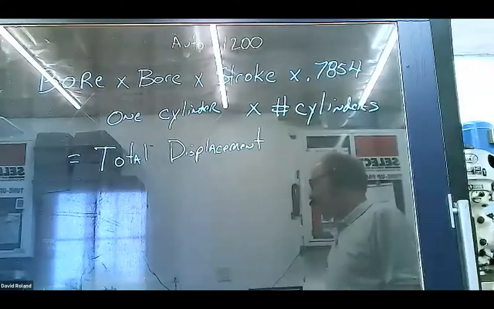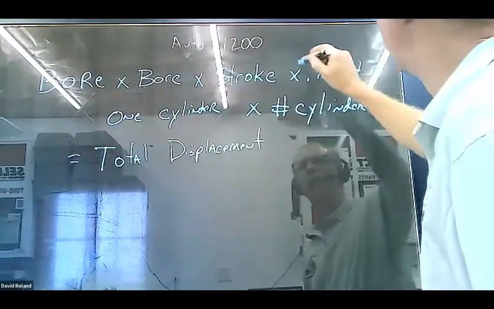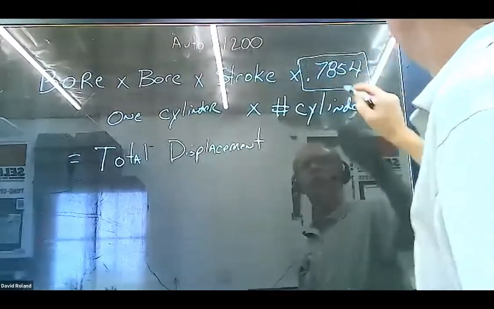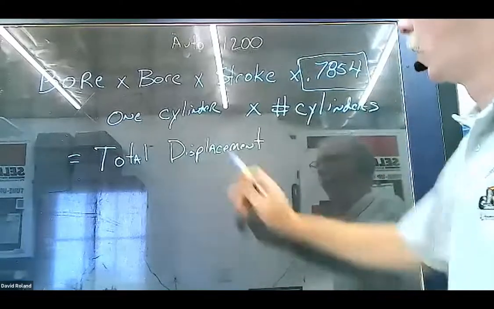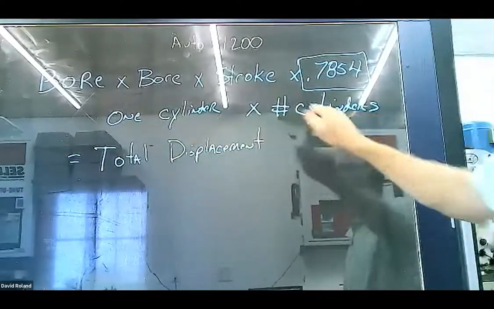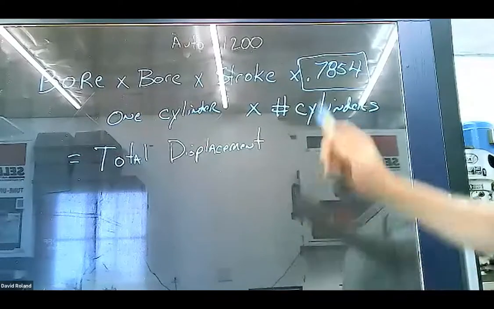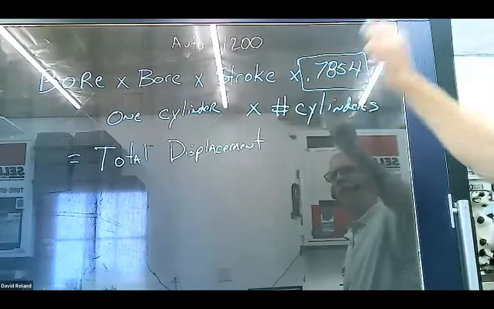Bore times bore times stroke times 0.7854. The hardest thing to remember here is this is the magic number. You've got to remember the 0.7854, and then that gives you one cylinder. Now, you ask, where does this number come from?